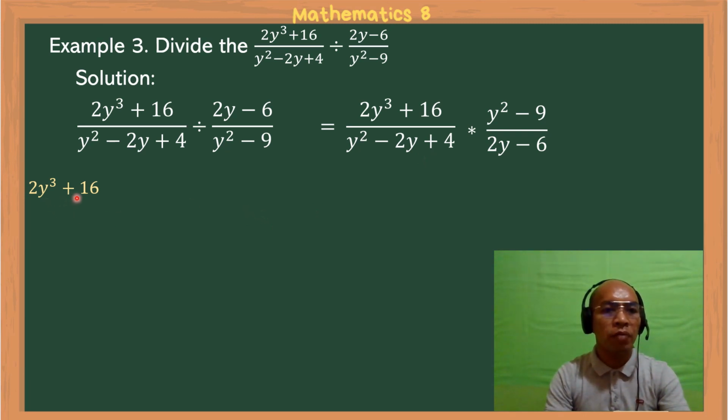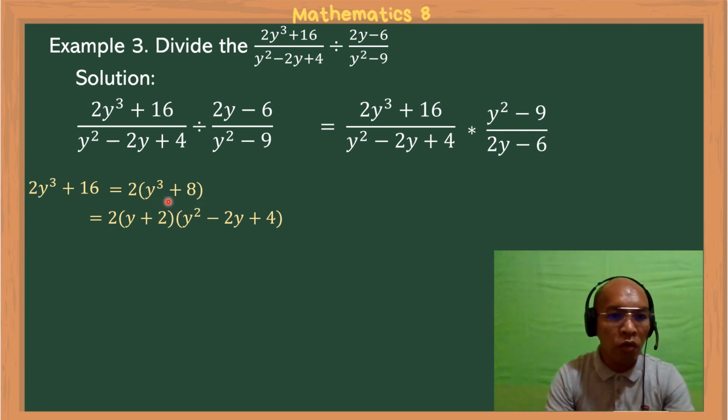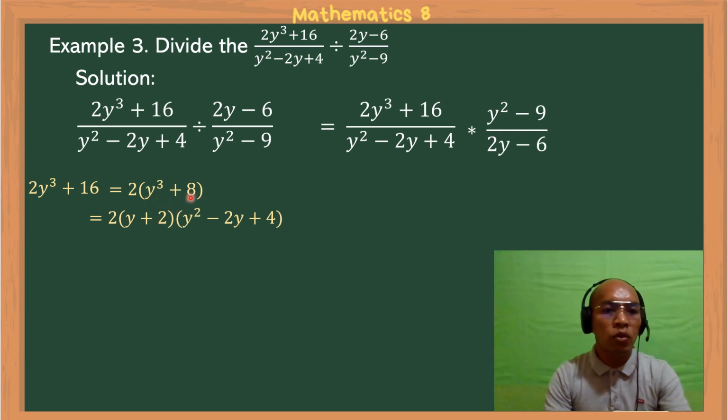So 2y cubed plus 16 can be factored by common monomial factoring. So the common monomial factor of them is 2. So 2y cubed divided by 2 is y cubed. Then 16 divided by 2 is 8. Then notice that y cubed plus 8 is a sum of 2 cubes. So to factor them, we just copy positive 2. So we get the cube root of y cubed, so that is y, because y times y times y is y cubed. And the cube root of 8 is 2, because 2 times 2 times 2 is 8.